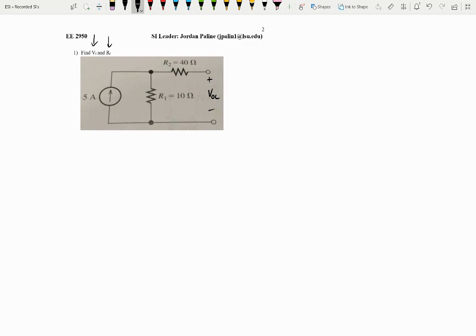Okay, so let's run through our steps. So step number one, do we see any dependent sources? And looking through here, I don't see any, so we're good. So now let's go and zero out our sources. So that means we'll take our batteries, turn them into wires, and our current sources, and turn them into clipped out wires.